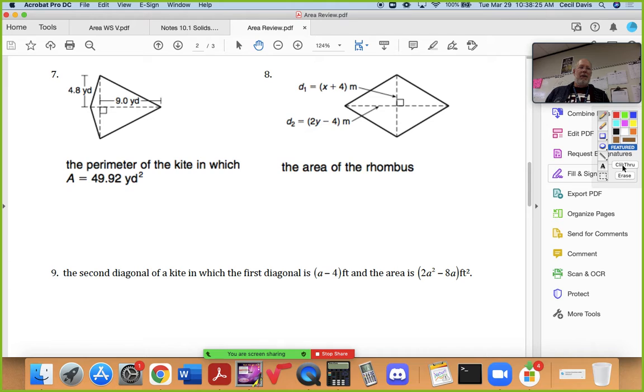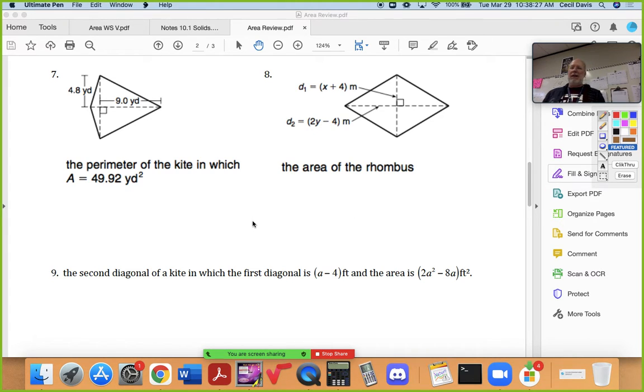Okay. So it tells you the area of the kite. What's the formula for the area of a kite? A equals 1/2 d1 times d2. Right. We know the area is 49.92.